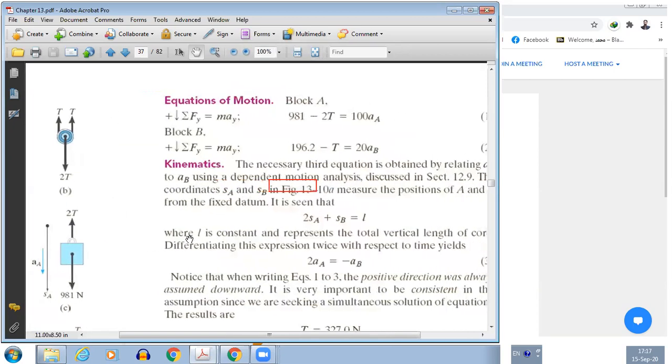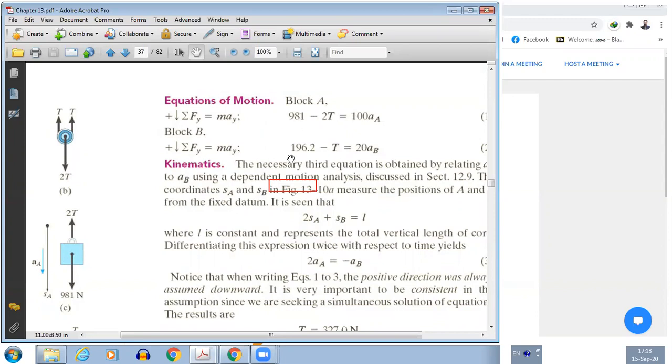summation Fy equals may. So it will be the weight acting down, it will be positive. Negative 2T equals may. Okay, so it will be MAA. Then we can have the equation for the other block. It will be the weight of block B acting downward plus 1T, minus T equals 2AB.